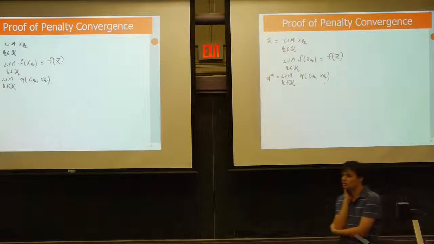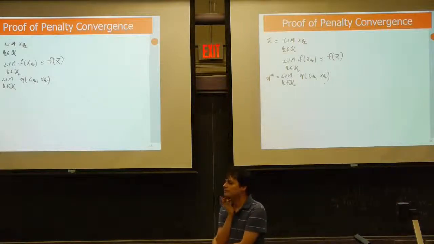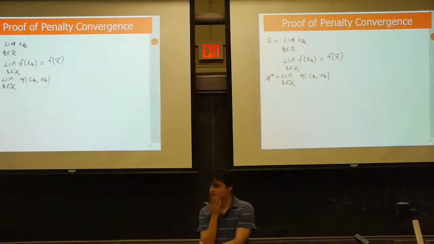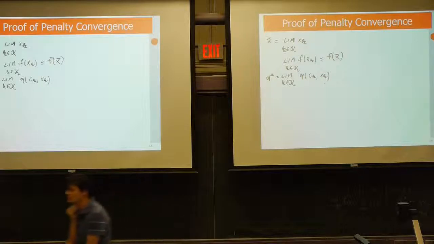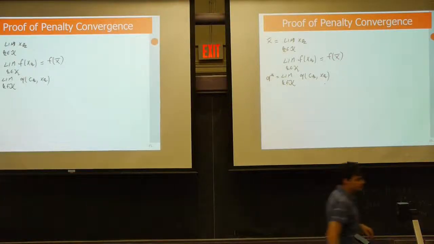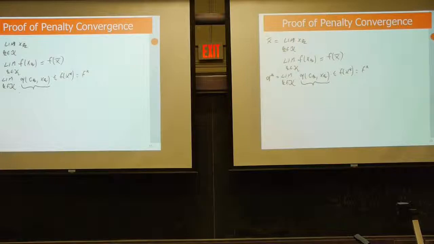Why does this limit exist? Yes, and we proved that it's monotone, right? So, and it's bounded. And we know it's bounded by f of x star. Right, so maybe I'll just write this as f star. So this by definition is f of xk plus ck p of xk. Right, we proved this one in lemma 4.